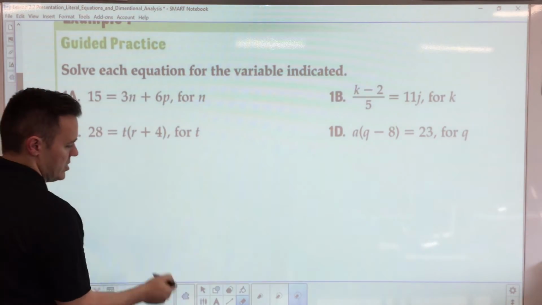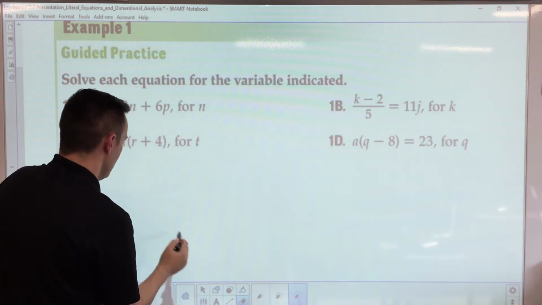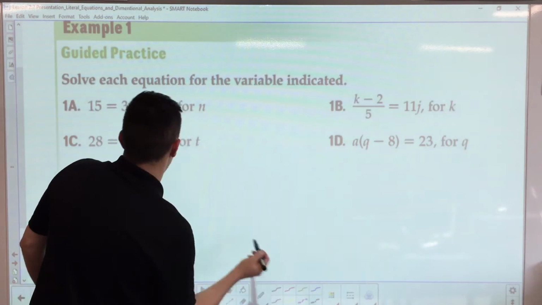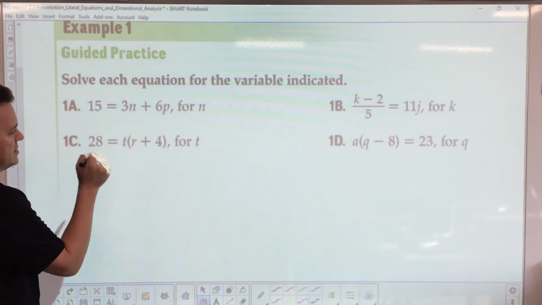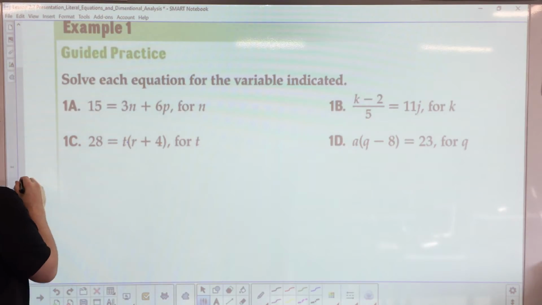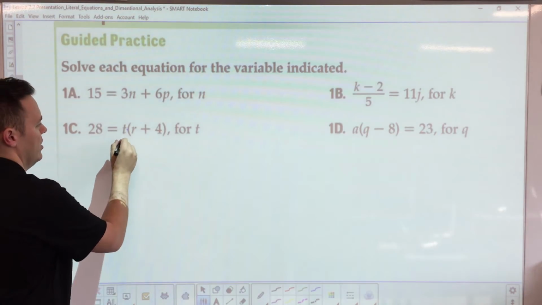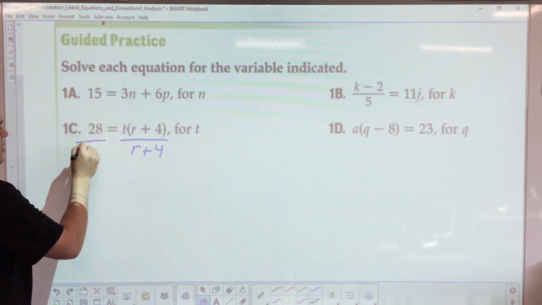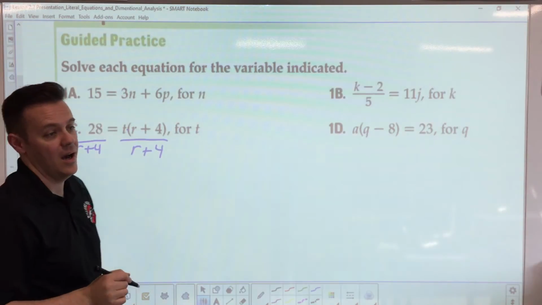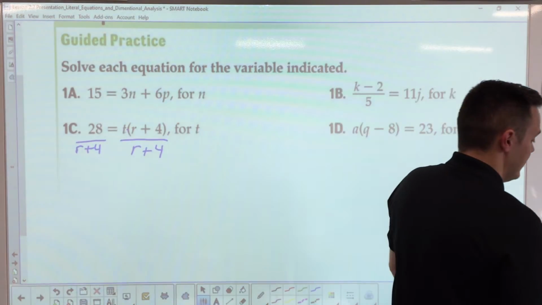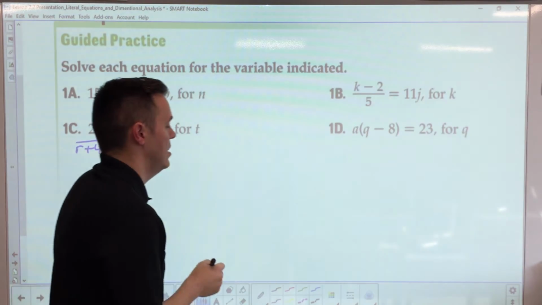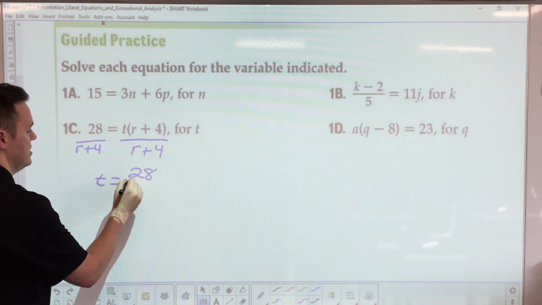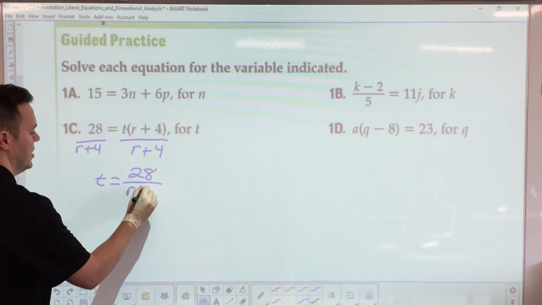So, next step here, we're going to solve for t. If you're going to solve for t, one thing you got to make sure you remember is this is what? T times r plus 4. How would you actually get rid of it? Well, you can actually divide both sides by r plus 4. And if you do that, okay, t equals 28 over r plus 4.